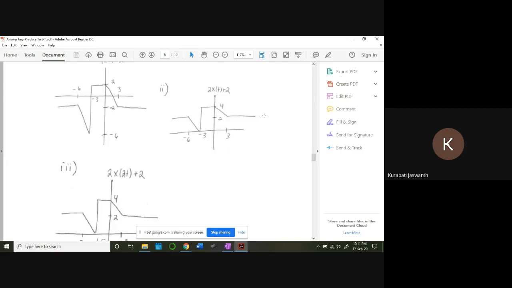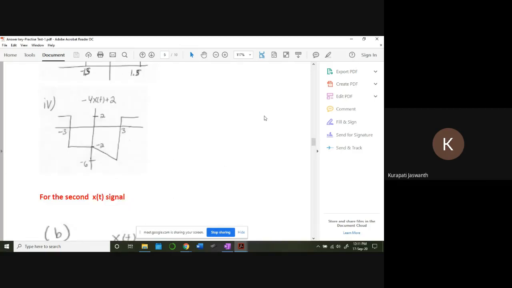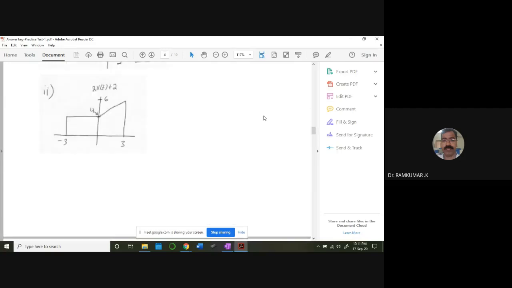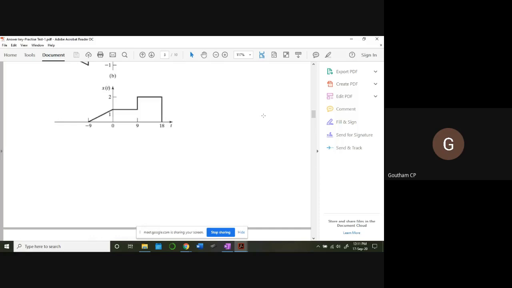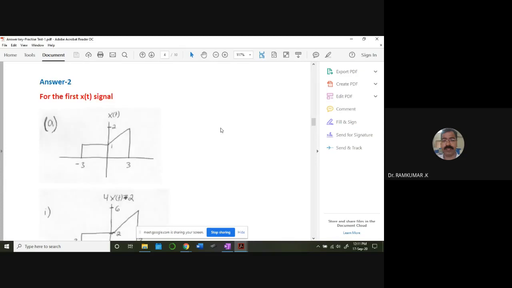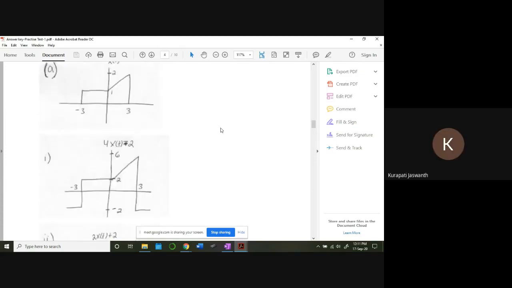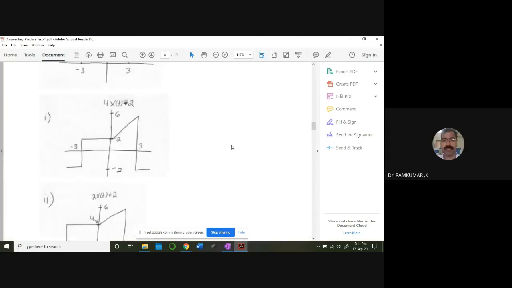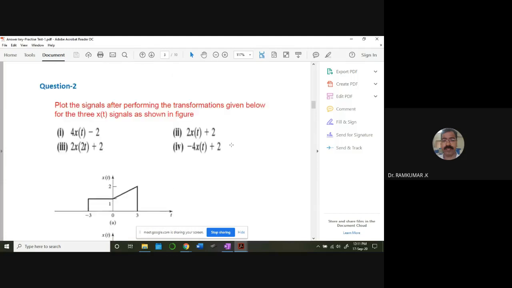Sir, go to the above slide. This one, the third one. Minus 1.5, 1.5. What is the problem? It should be 6, sir, because 2 times 10. Which one? 2x of 2t plus 2. This one, which problem? The third one, what is the question? The question is 2 times x of 2t plus 2. That's right, correct. So first you compress it.